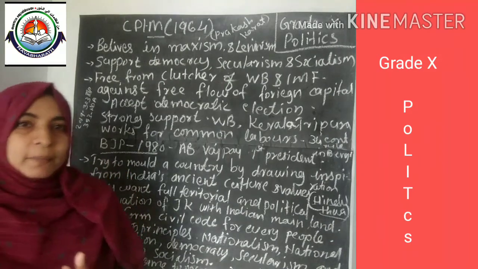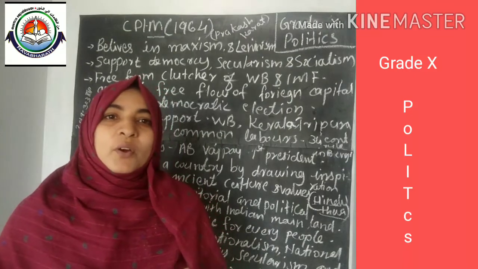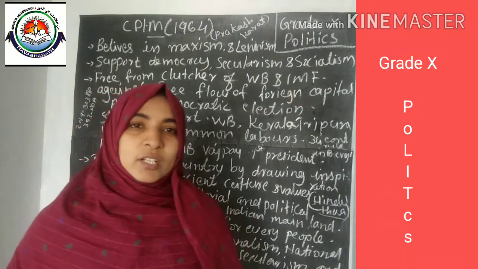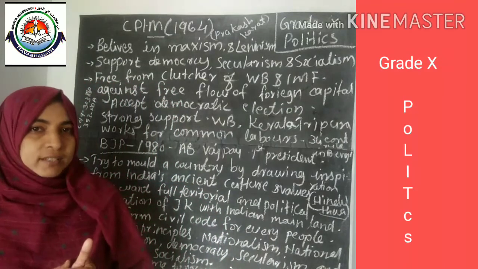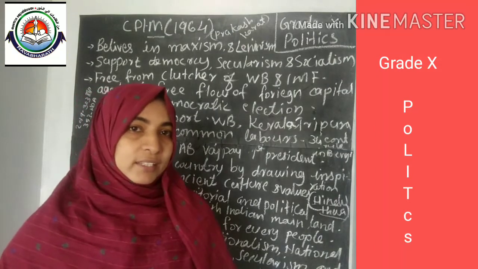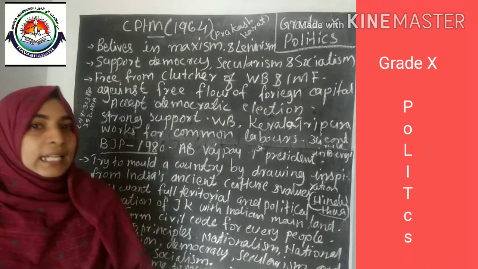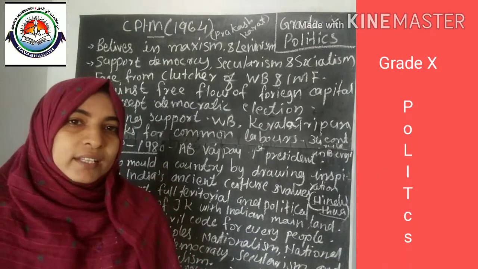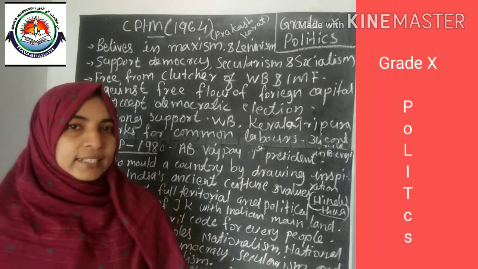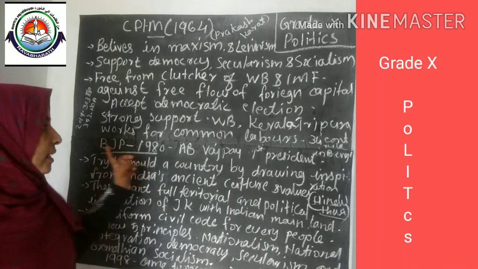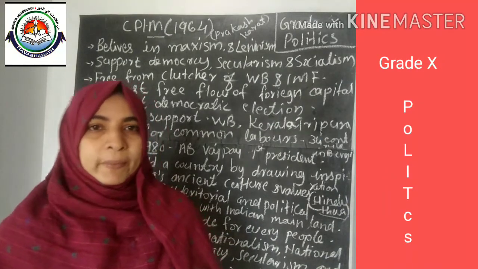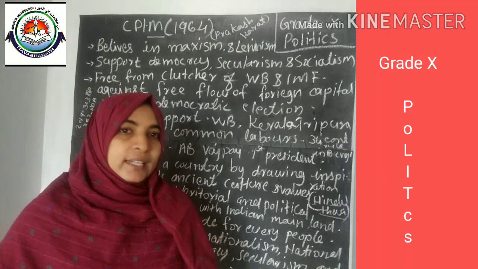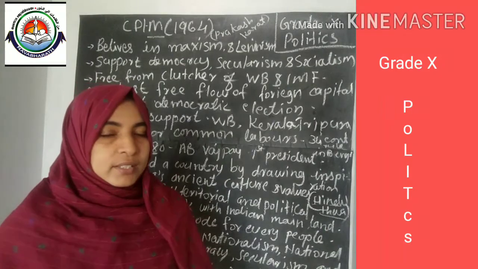Next, CPIM is against the free flow of foreign investment or foreign capital. CPIM is not at all satisfied with foreign investment. They always wish to implement labor intensive methods to give more and more opportunities for laborers. Next, CPIM accepts democratic elections. They work for the common people, like the CPI, and for the improvement of the working class.